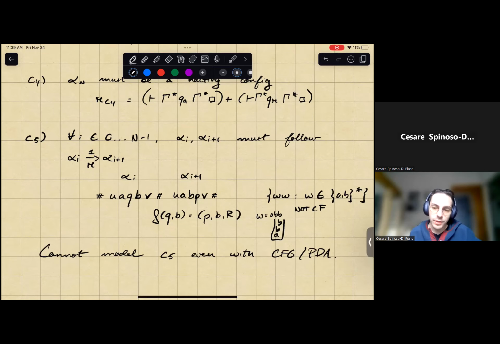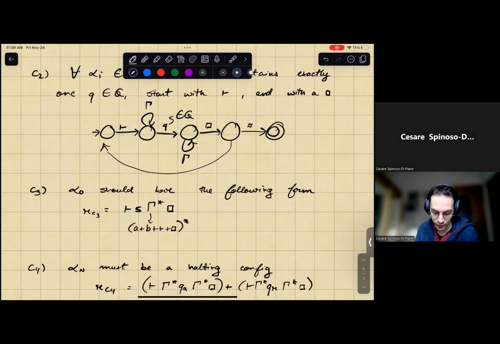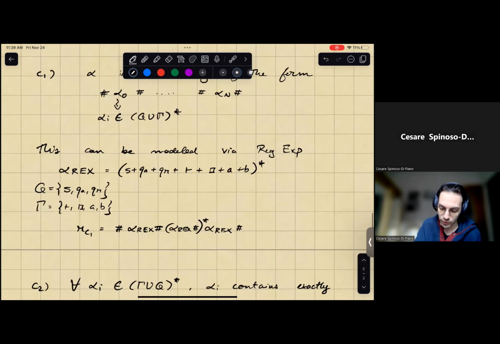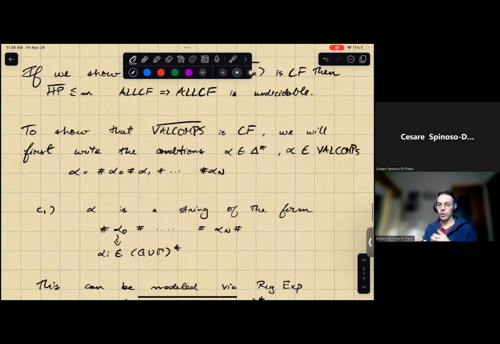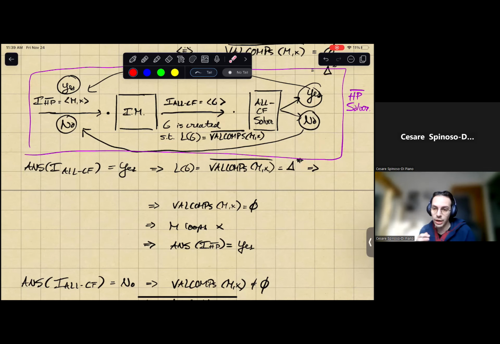Right? But it turns out that's not that big of a deal, because remember what we're interested in: Valcomps' complement. We're interested in Valcomps' complement because we're reducing the not halting problem to All CF. All CF asks whether L of G is equal to the set of all strings over the set of terminals. And so we care about not Valcomps equaling sigma star, so then we can infer Valcomps is equal to the empty set.